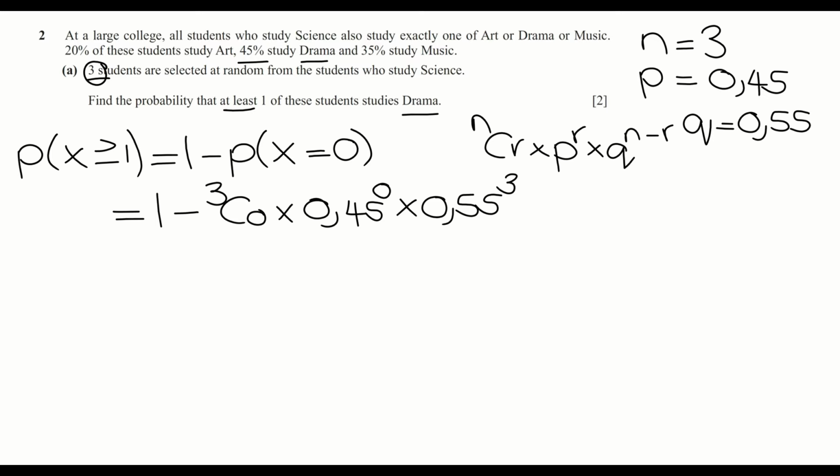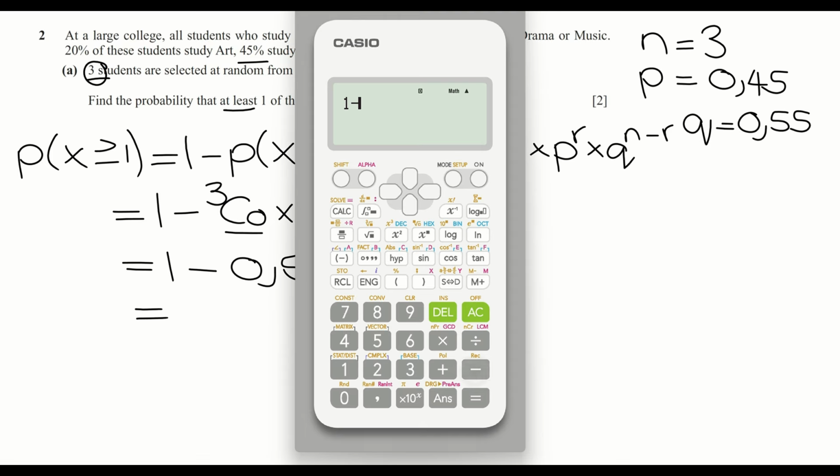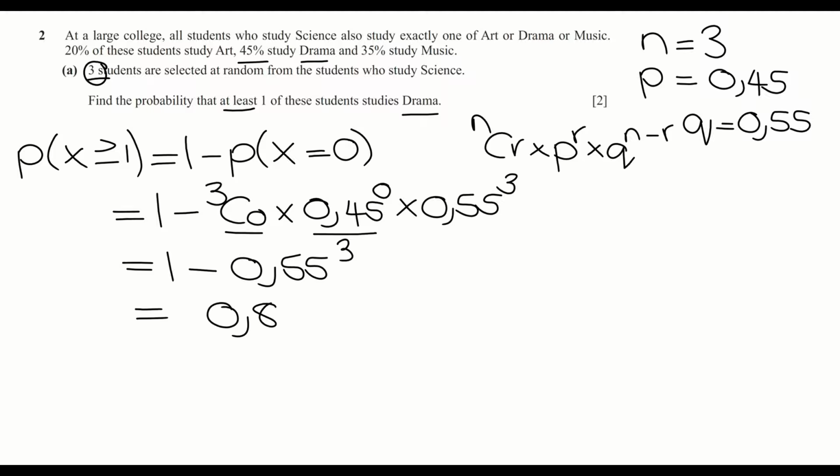When working with nCr, if your r value is 0, nCr is 1. So this is 1. Any value with an exponent of 0 is also 1. So here, I now have 1 minus 0.55 cubed. And I can take my calculator, and I can say 1 minus 0.55 cubed is equal to 0.833. Let's round this off to 3 decimal places, and I get 0.834.